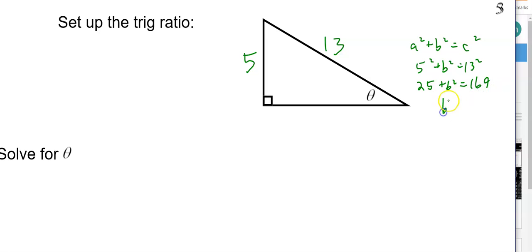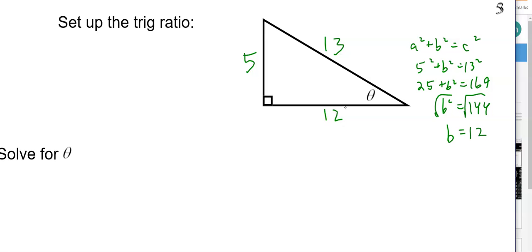Subtract 25, so b squared equals 144. So square root both sides. Don't worry about plus or minus in this setting because this length of a side is going to be positive. We don't really want negative 12 for the length of that side in this setting. So we're going to say 12.